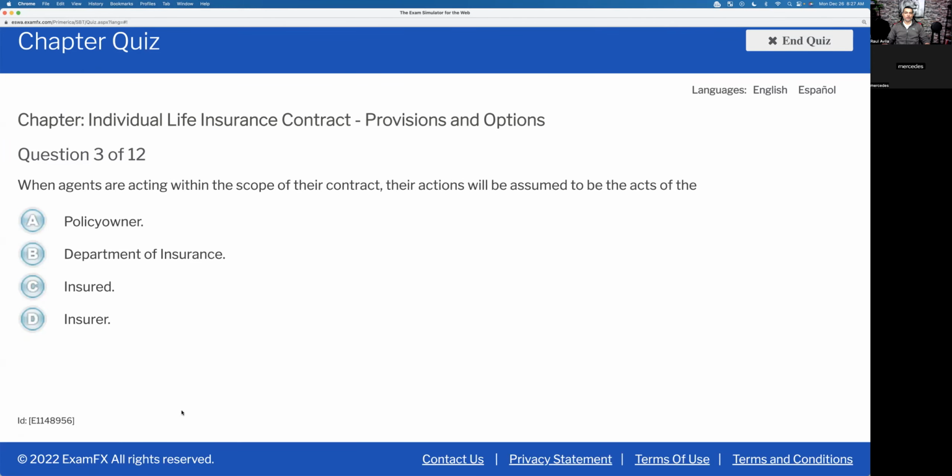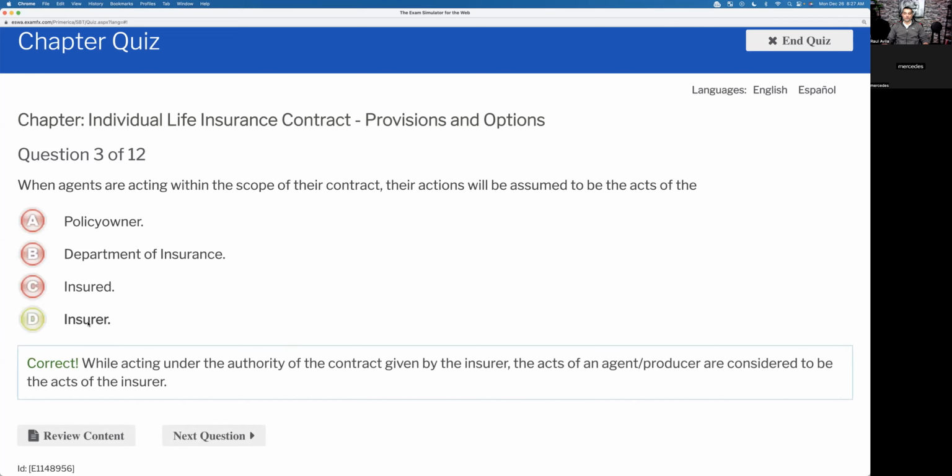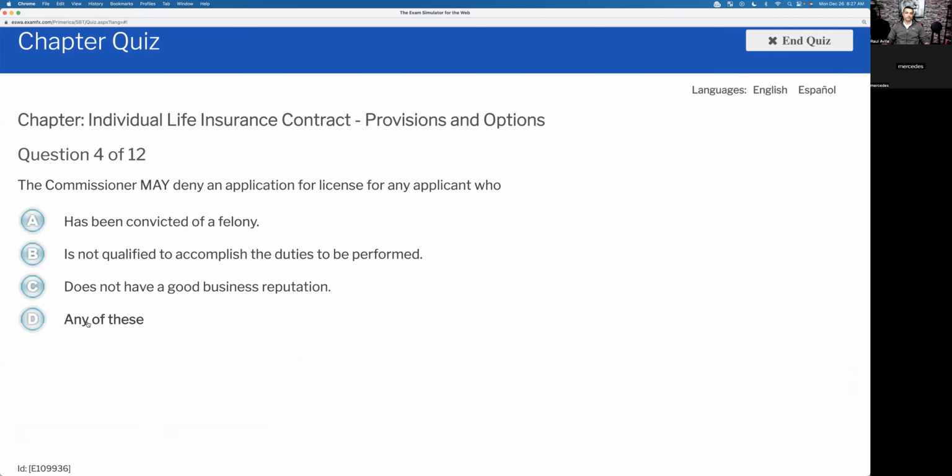When agents are acting within the scope of their contract, their actions will be assumed to be the acts of the insurer. I would say, yep. So an agent acts on behalf of the insurer, the insurance company. That makes a lot of sense, right? Like I work with Primerica, so I'm an agent of Primerica, so I assume my actions to be acts of the insurance company Primerica. All right, let's keep going.